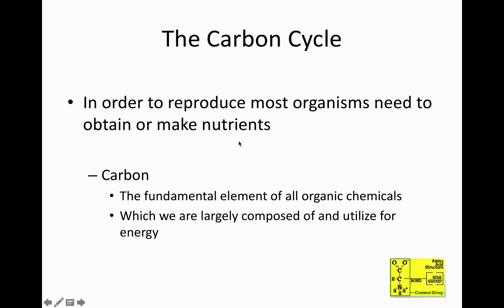In order to reproduce, organisms need to obtain or make nutrients. And one of the nutrients, like we mentioned in the chapter 5 video, is carbon. It's the fundamental element of all organic chemicals. So we're largely composed of carbon. And here, as you can see in this little amino acid structure, carbon is the backbone element.